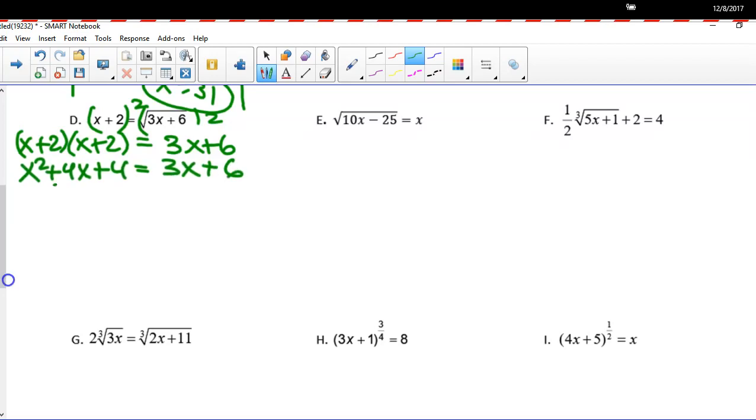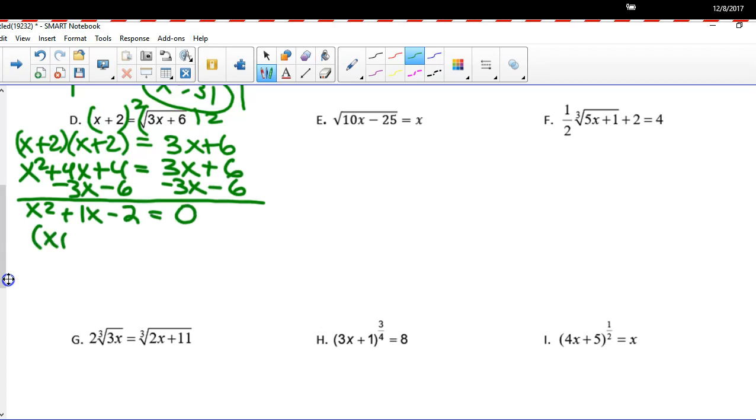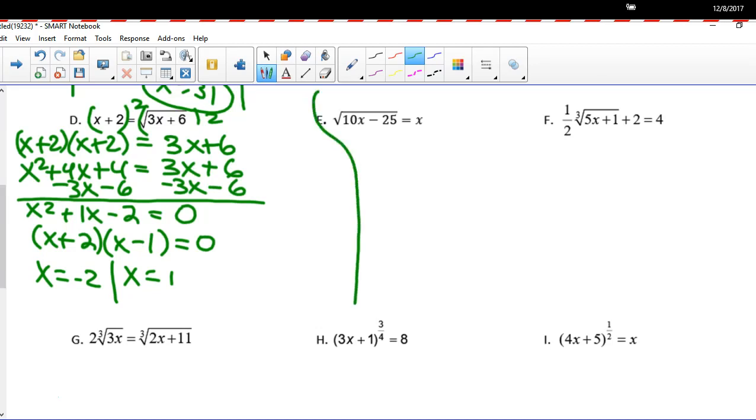We're going to need to subtract 3x and 6. So x plus 2, x minus 1 equals 0. That tells us our two possible solutions are -2 and +1. But we have to go back and substitute back in order to see if our solutions work.